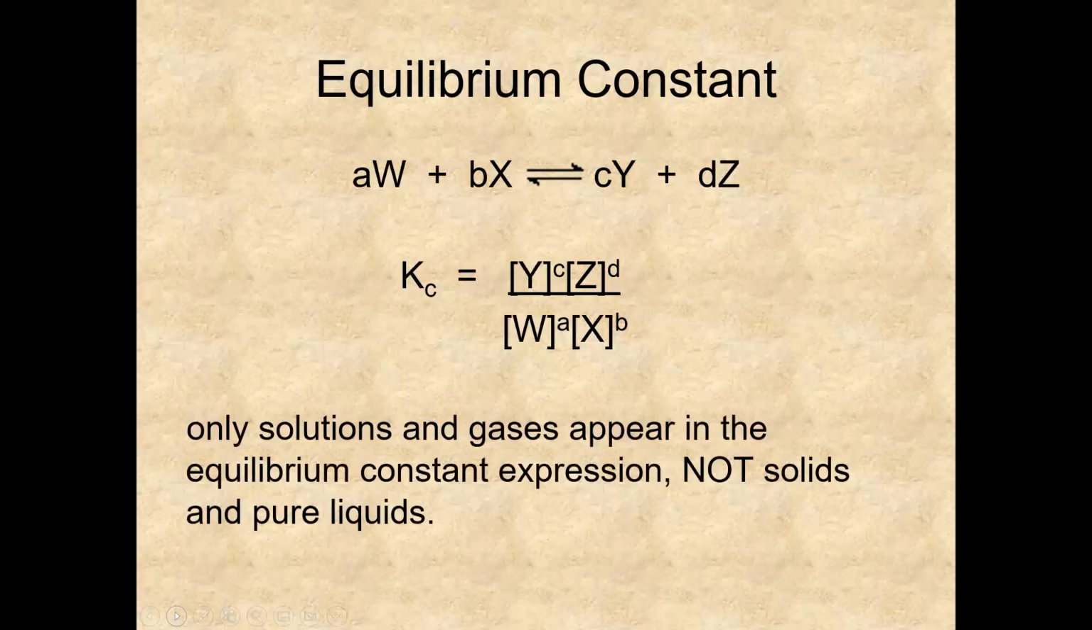A note is that only solutions and gases are going to appear in the equilibrium constant expression because those are the only things that have concentrations. If you have a solid or a pure liquid like water, they do not show up in the equilibrium expression. So we would just simply omit those. They don't have to be written in our equation at all. So solids and liquids you are going to ignore when finding equilibrium constants.